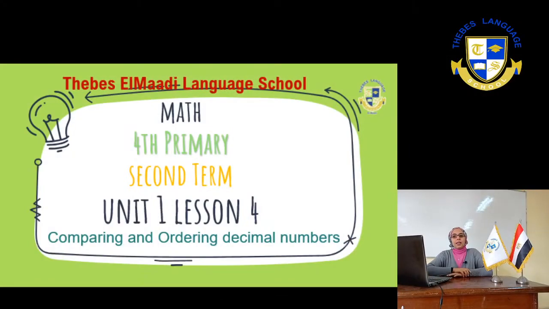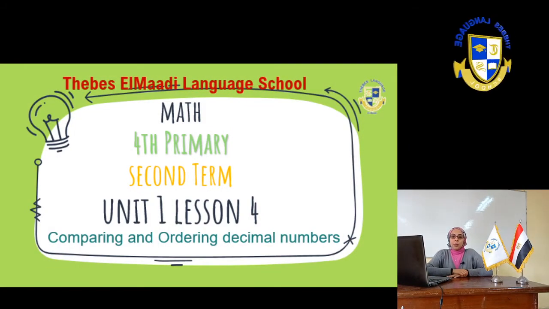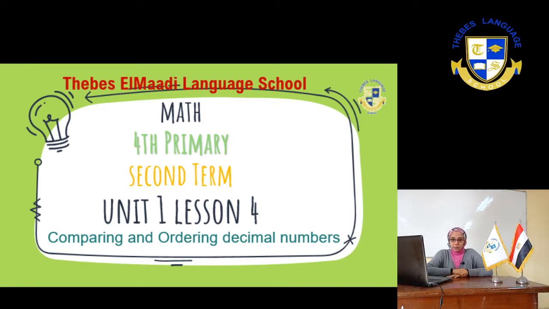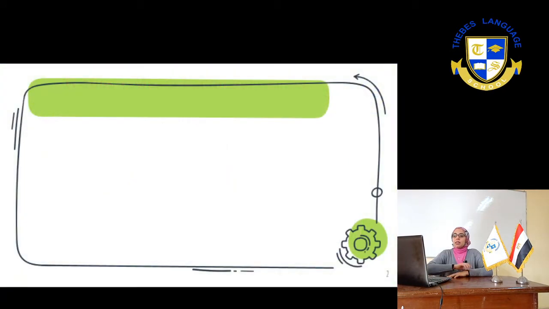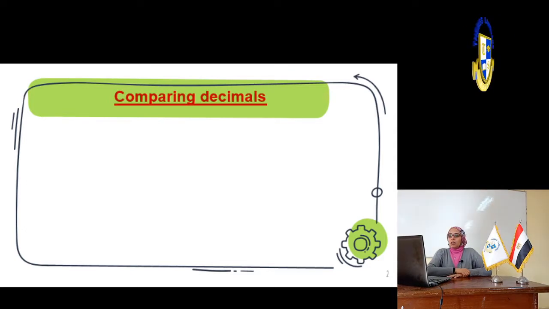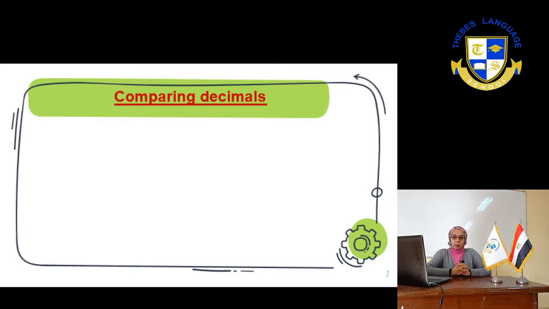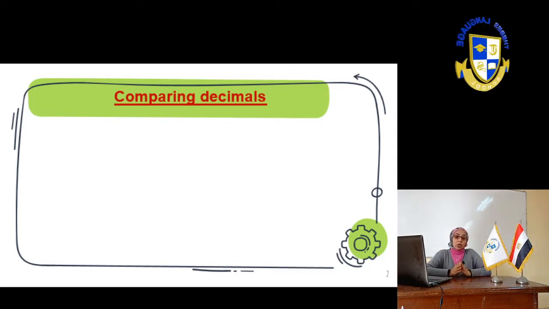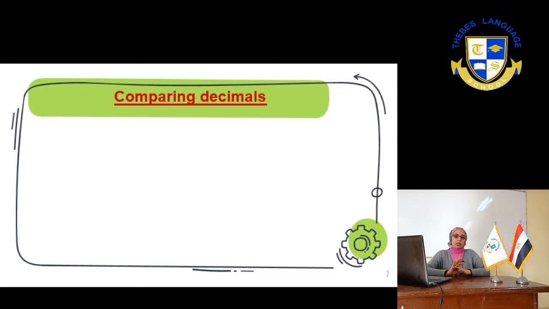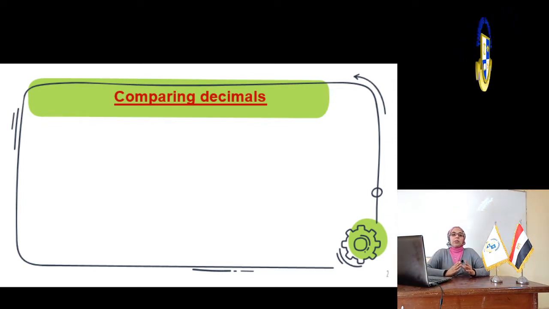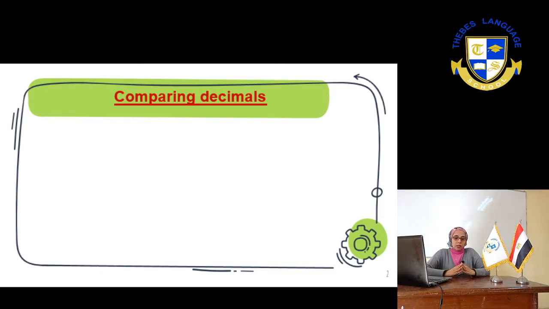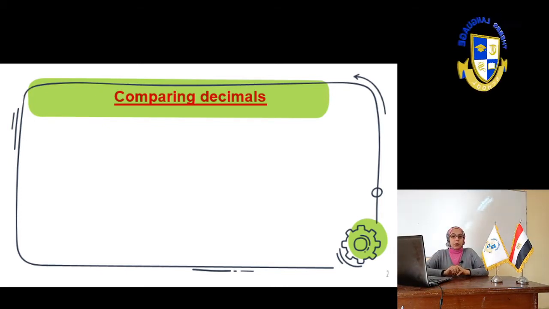Today we are going to explain lesson 4 in unit 1, comparing and ordering decimals. The first slide here. At first, how do we compare any two decimals? At first, compare the whole numbers. If they are different, the bigger one is bigger. But if they are equal wholes, go to the decimal part.